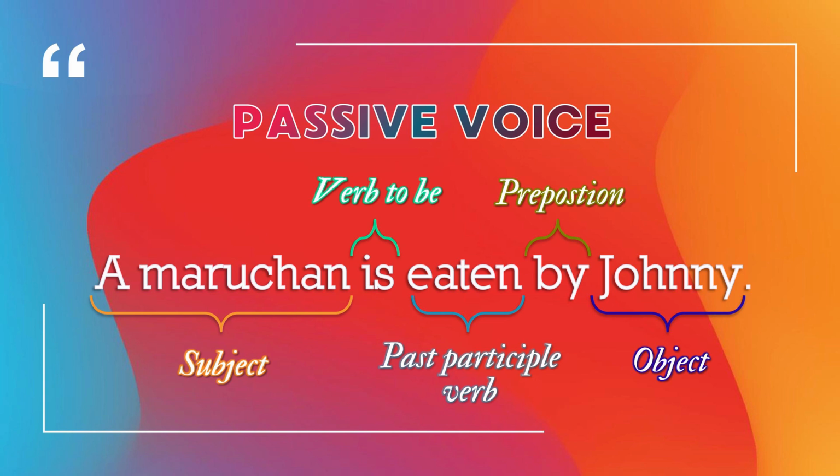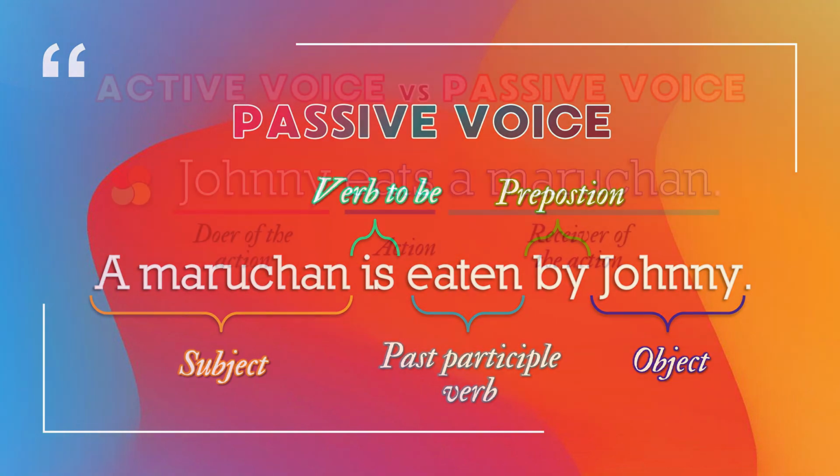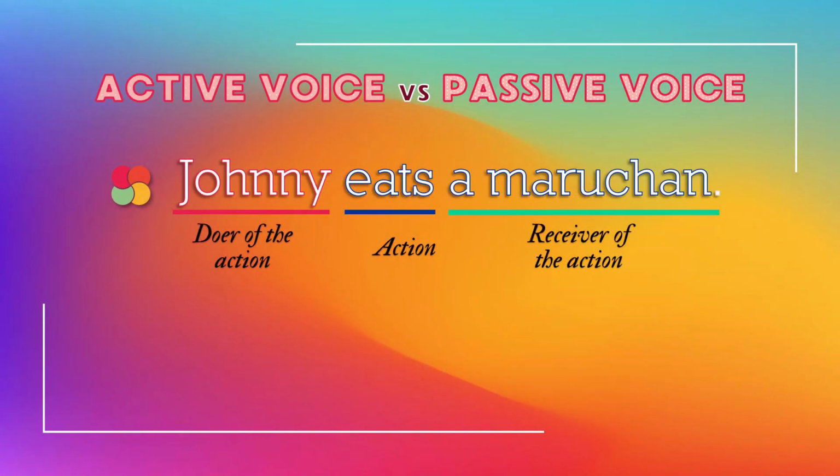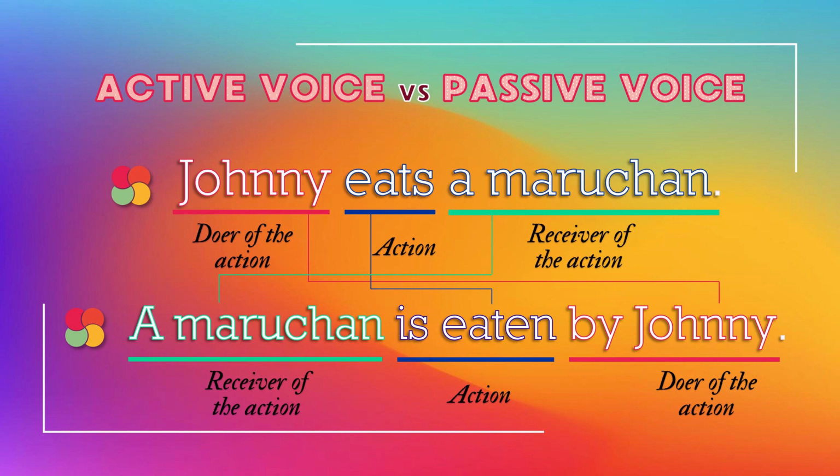For a better understanding, see the following comparison. In the active voice, Johnny is the doer of the action. Eats is the conjugated verb, depending on the tense. And finally, the object, that would be Maruchan. While in the passive voice, this changes, causing the object to become the subject, which is acted upon by the verb, and it is the one who receives the action. And then the action itself, and finally, the agent of this action.